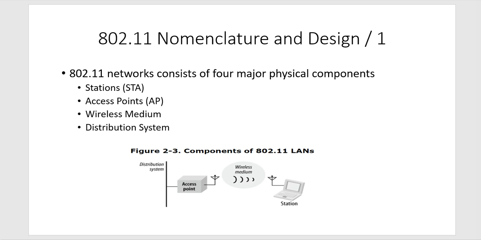802.11 networks consist of four major physical components. The first one is station, as you can see from the diagram. The second one is access point. Then the wireless medium. And the fourth one is distribution system. In short, we can write station as STA, access point as AP, distribution system as DS, and sometimes wireless medium as WM.